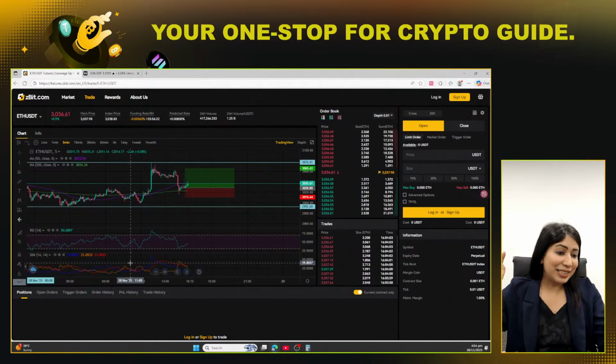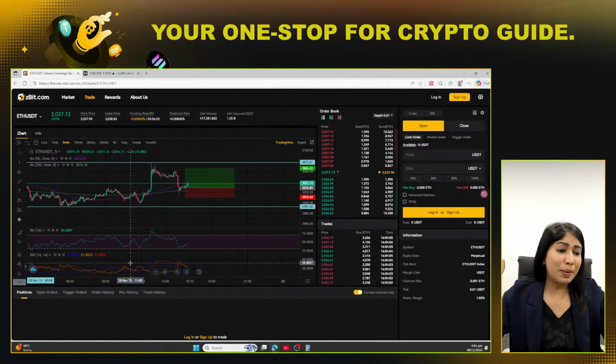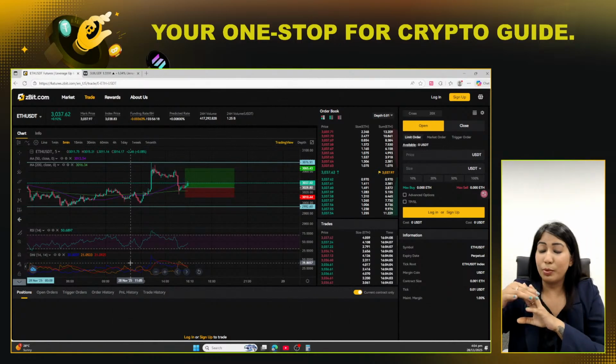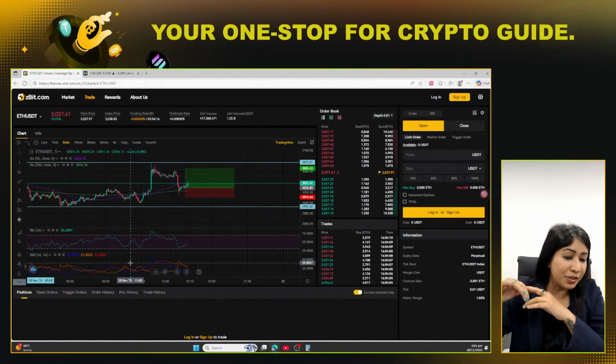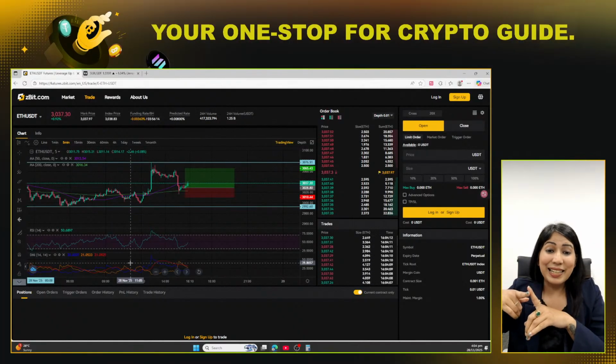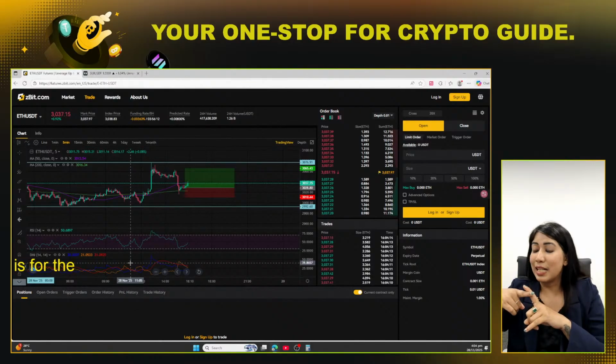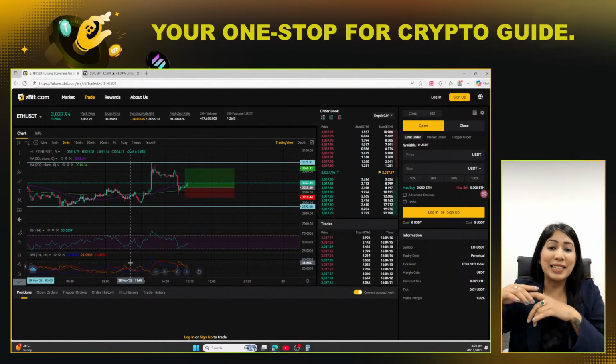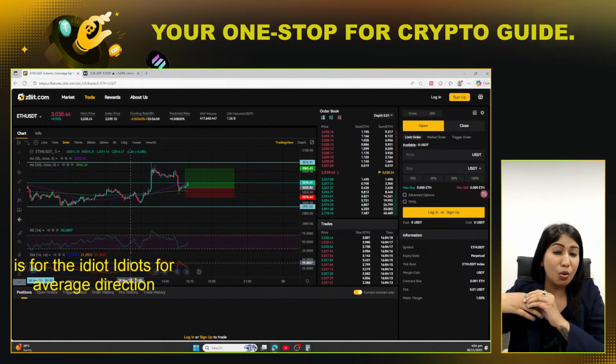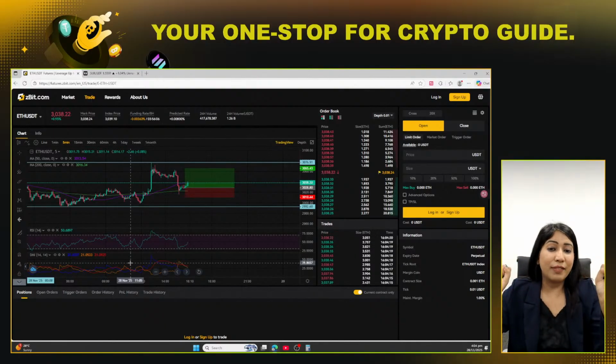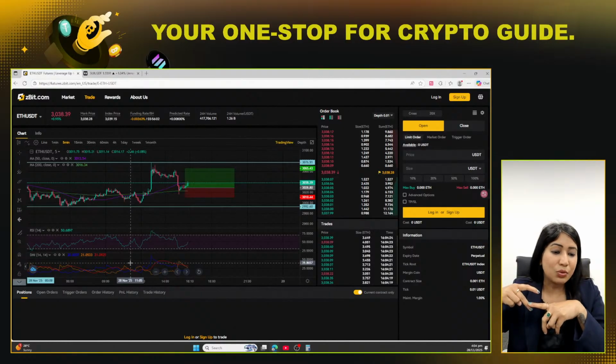So in this scenario, now look here, I can see three lines, right? The blue, green, orange and red lines. The red line is for the ADX. ADX stands for Average Directional Index. As I told you, it points out how the trend is behaving, whether it is strong or weak. That is what it is.